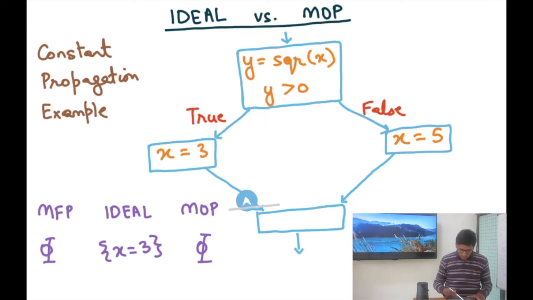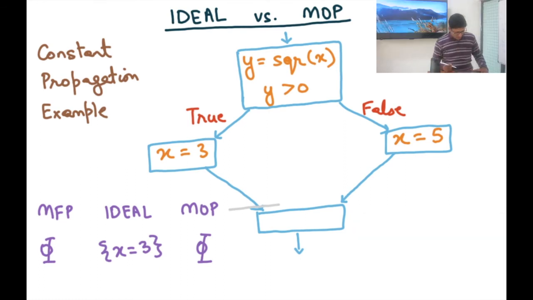Here, once again, on one path we are going to get x equals 3, on the other path we are going to get x equals 5. The ideal solution should have been x equals 3, but both MOP and MFP are going to give me the empty set, because I'm going to conservatively assume that both paths may be taken. And so the solution here is going to be empty set for both MFP and MOP. Now, is it true that an MFP solution is always equal to the MOP solution, as in this example? The answer is, let's wait and see.